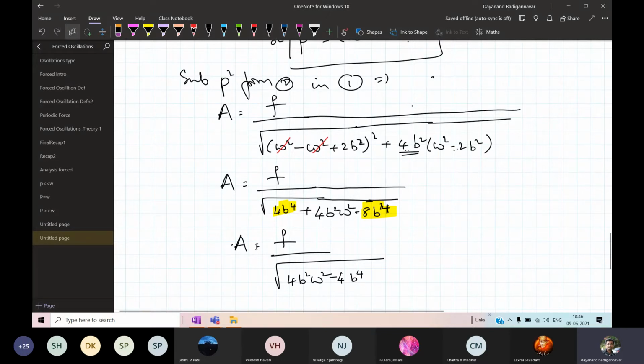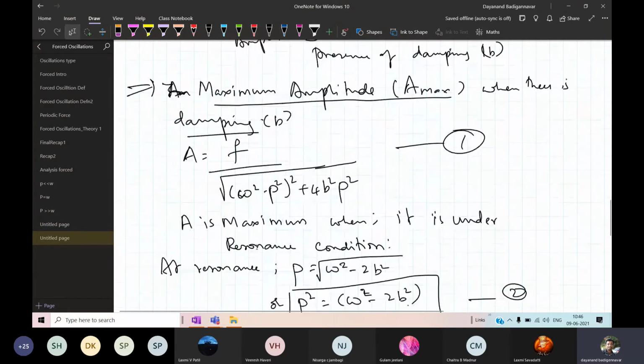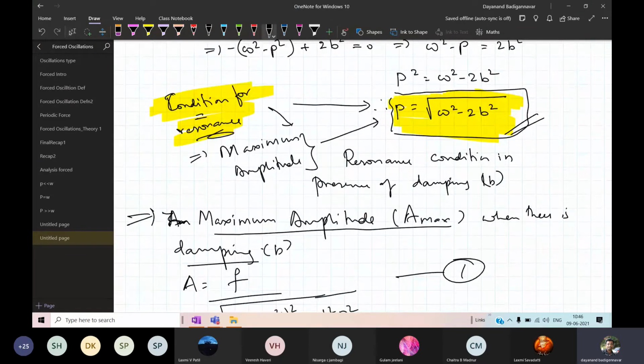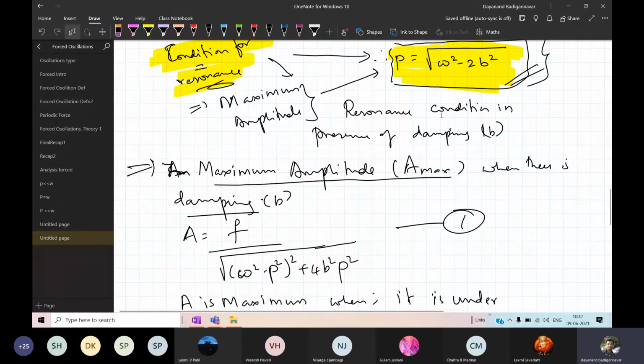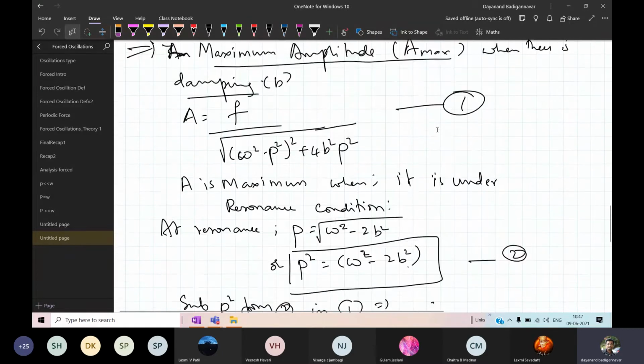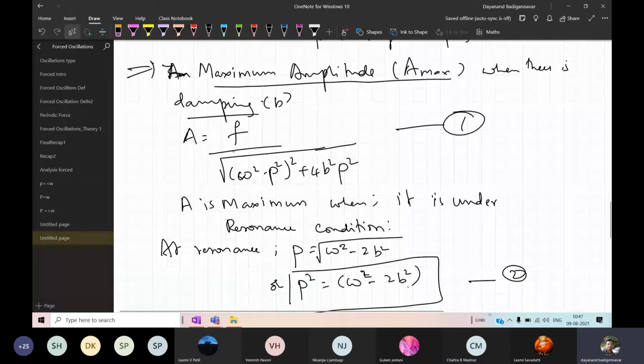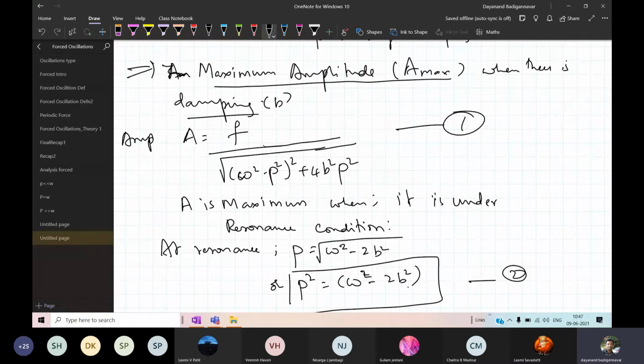I hope you got this condition. In the presence of damping, this is the value for resonance: P is equal to root of omega square minus 2b square. At this condition for P, there is a maximum amplitude. I have to find the maximum amplitude for the oscillations at resonance in damped oscillation, when there is a damping present. So I have to write the equation for amplitude. You already have it from forced oscillation. Equation number 1 is the amplitude equation.